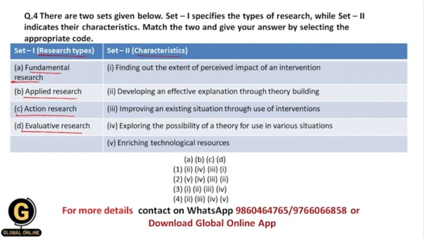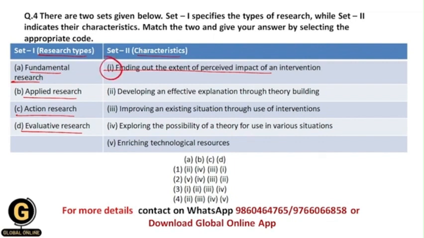Now let us see what are the characteristics that they have given us. Finding out the extent of perceived impact of an intervention. Okay, it means that whenever you get the effects of your research, then how the causes are causing that much amount of effect. So whenever there is an increase in cause, then how much effect it will be having, or whenever you decrease the cause, then how much effect you will be having. So this is the meaning of this first statement.